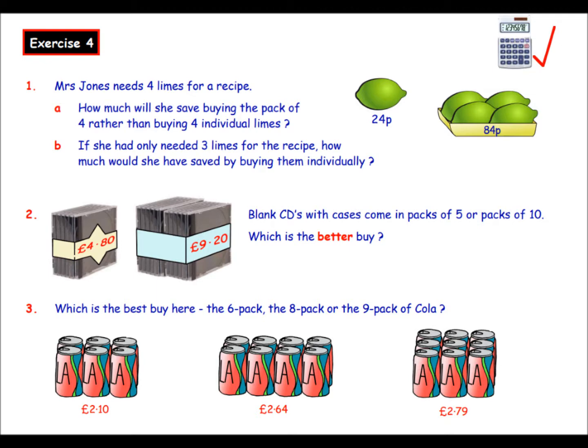Remember, best idea is to find out the cost of one of those things by dividing the cost by the amount in each pack, working out the cost of one thing, and then comparing your 3 prices. Hopefully this is making sense.